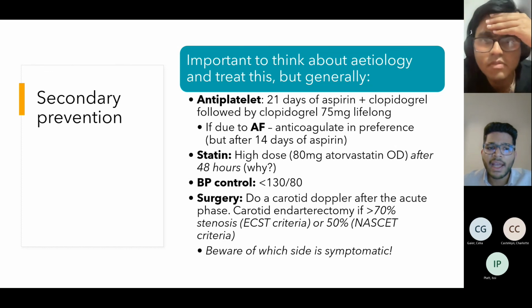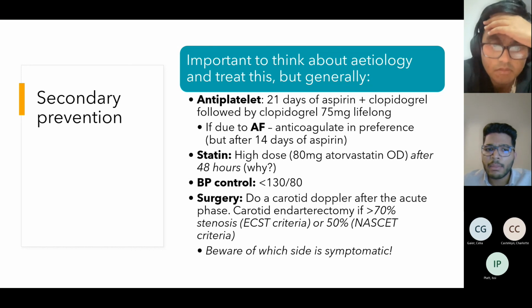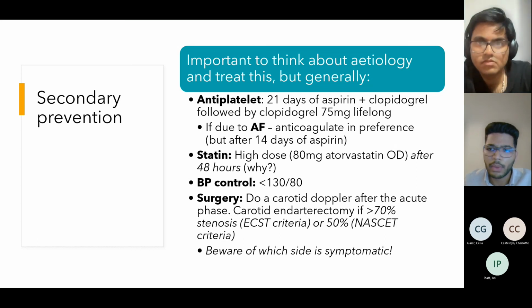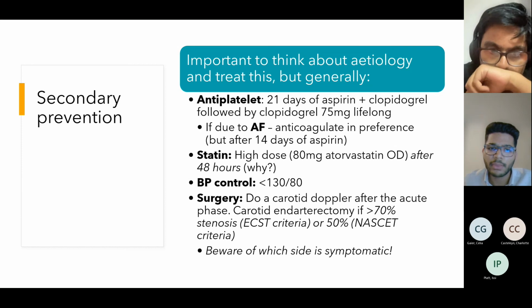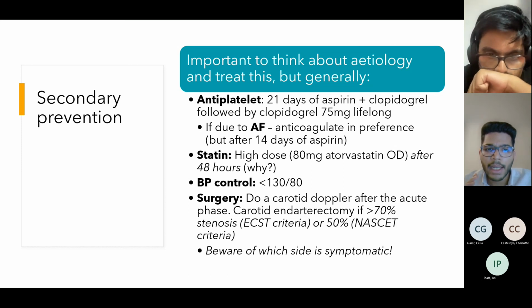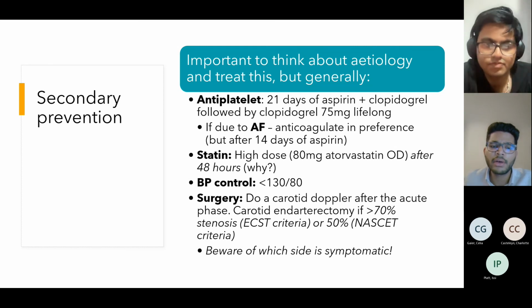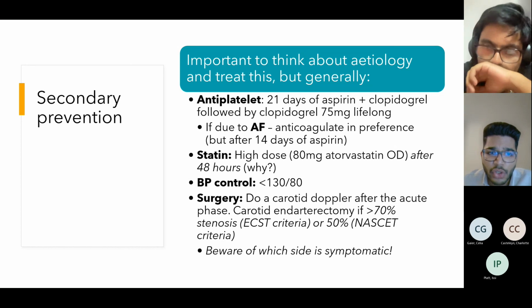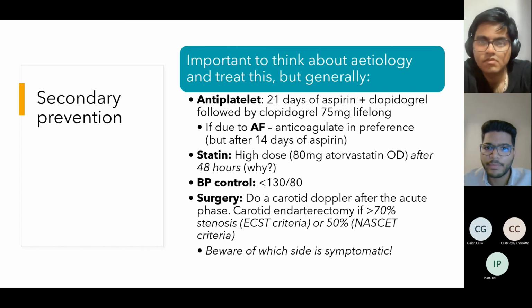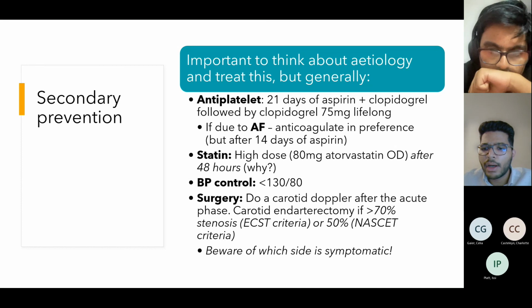But if they have AF, we talked about the red clot and the white clot stuff. If they have AF, clopidogrel is not going to cut the mustard. You need to anticoagulate them. So you give them 14 days of aspirin. Yeah, it's 14 days of aspirin, and then anticoagulate them with something like rivaroxaban, one of those DOACs, or with warfarin, if that's what you're going to use. So antiplatelets, aspirin and clopidogrel for the first 2 weeks, and then just clopidogrel, or if it's because of AF, aspirin for 2 weeks, and then anticoagulation. You also want to give them a high dose statin.